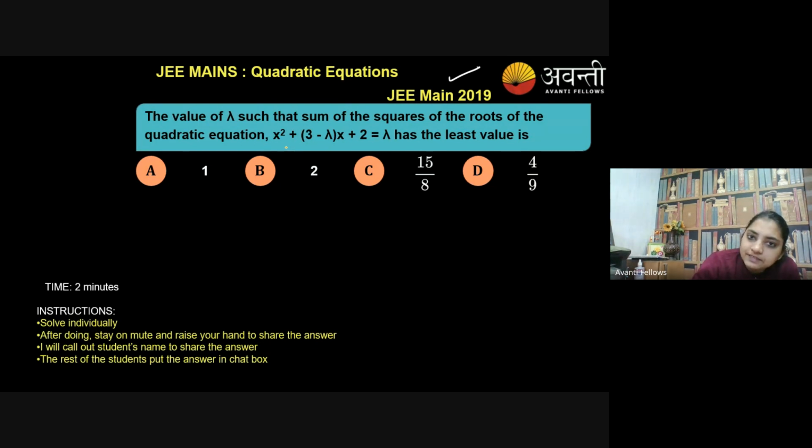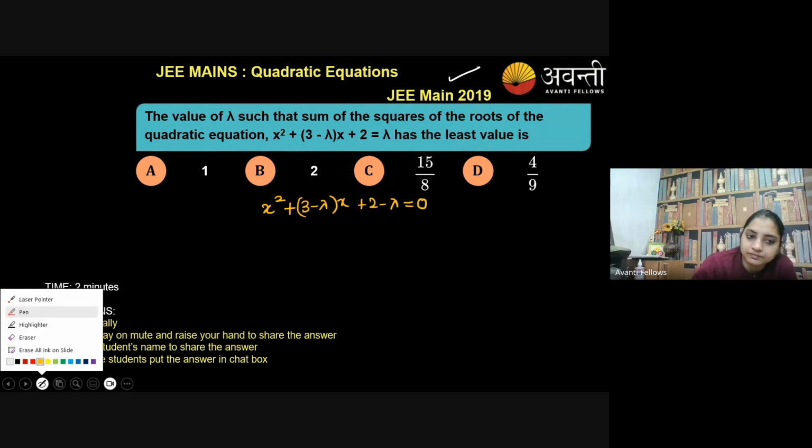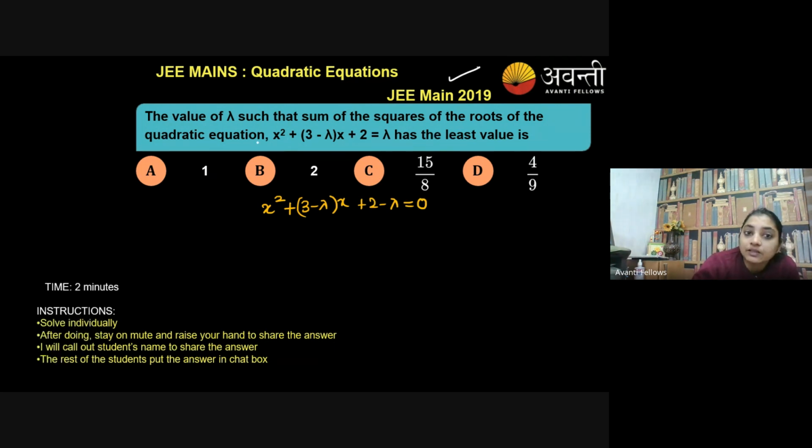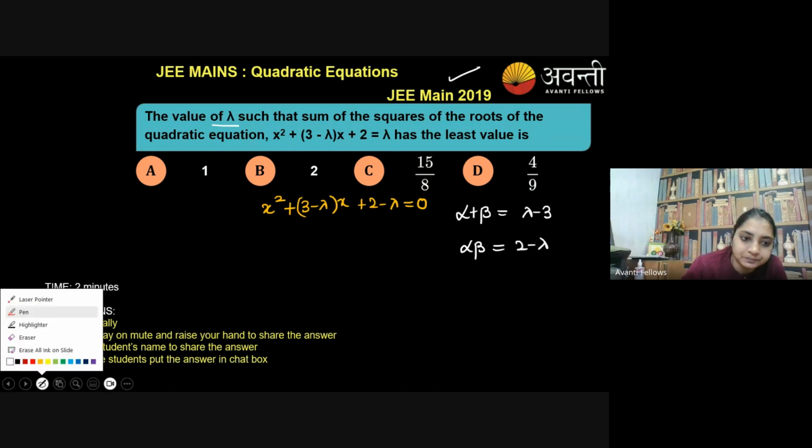So dear, firstly we need to write this equation again. That was 3x square plus (3 minus lambda) into x plus (2 minus lambda) is equals to 0. Is it clear? So they said find the value of lambda such that the sum of squares of the roots of the quadratic equation has the least value. Got it? What does it mean? Sum of roots alpha plus beta is actually lambda minus 3. Alpha into beta is 2 minus lambda. Clear?